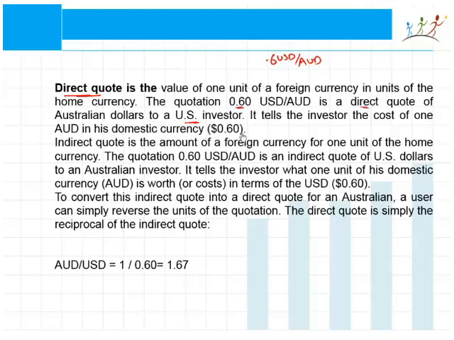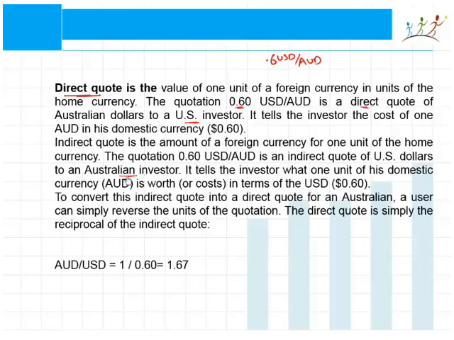The indirect quote is simply the reciprocal of this amount. That is, the amount of foreign currency for 1 unit of the domestic currency. So 0.6 USD per AUD would be an indirect quote for the Australian investor. That is, it tells him that for 1 unit of his currency, he gets 0.6 USD.